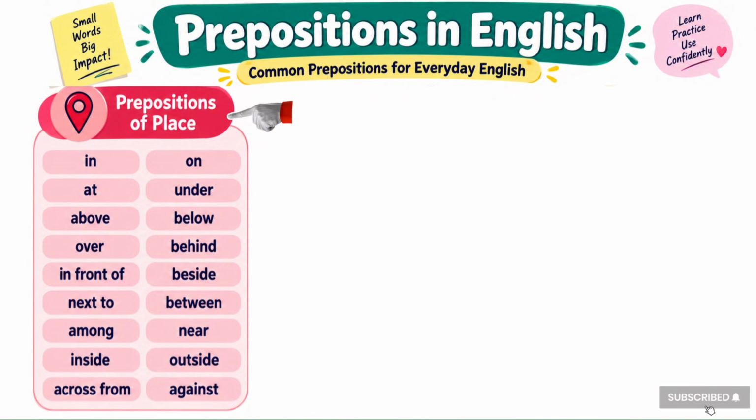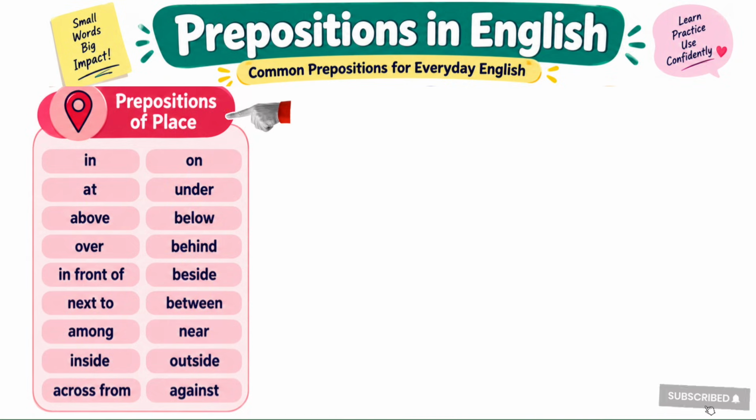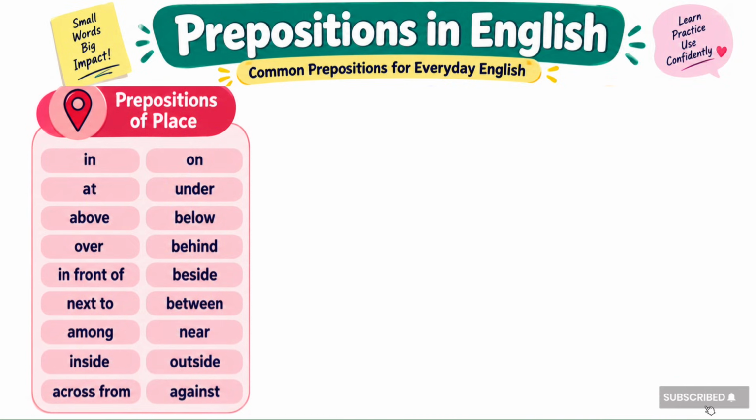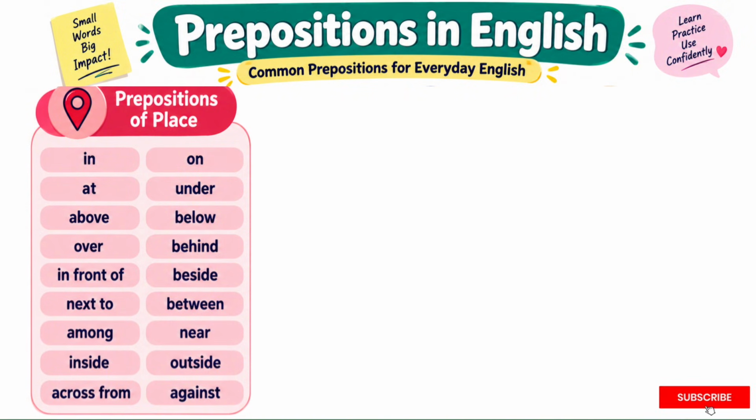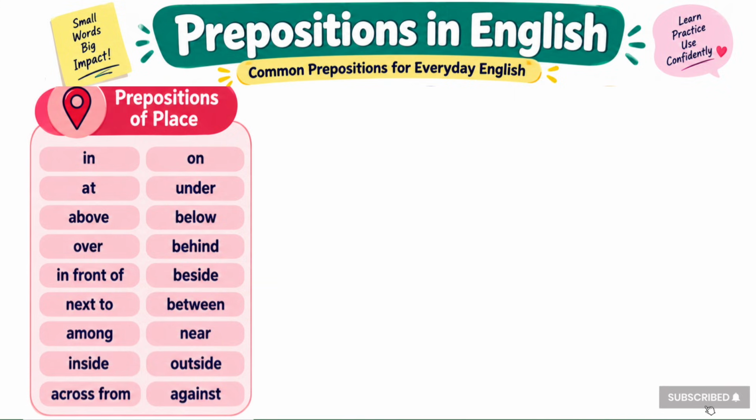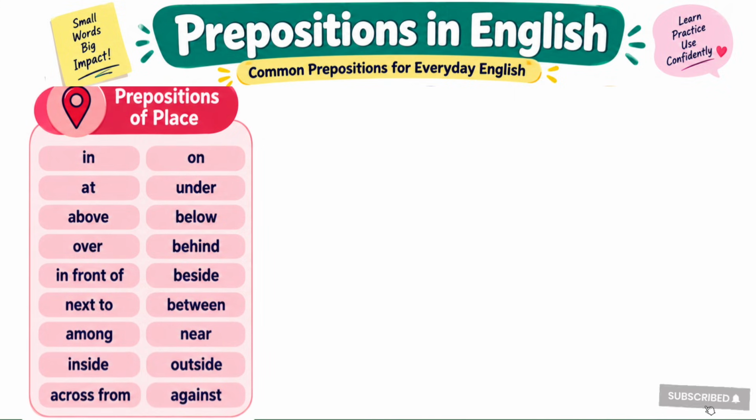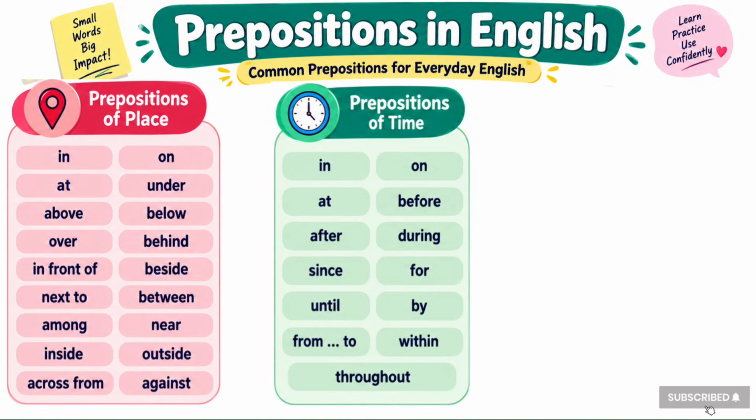Prepositions of place. Prepositions of place tell us where a person or thing is located. In, at, above, over, in front of, next to, among, inside, across from, on, under, below, behind, beside, between, near, outside, against.